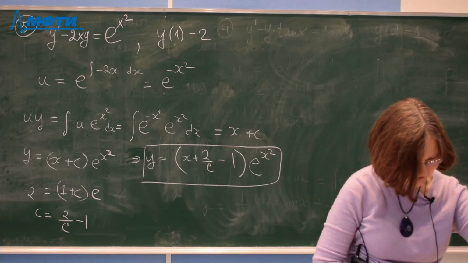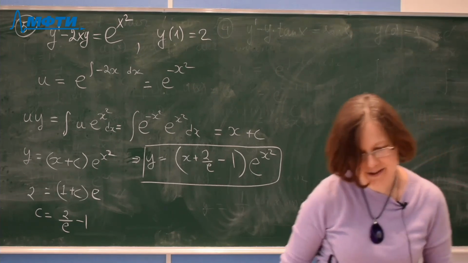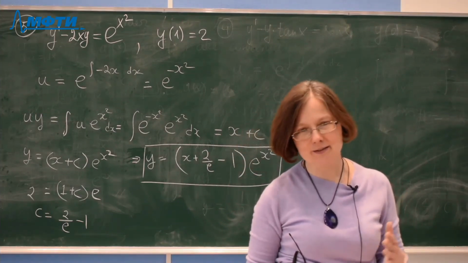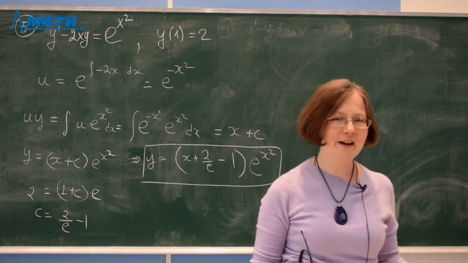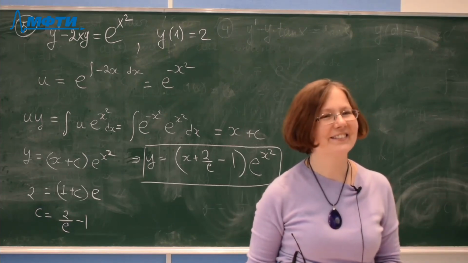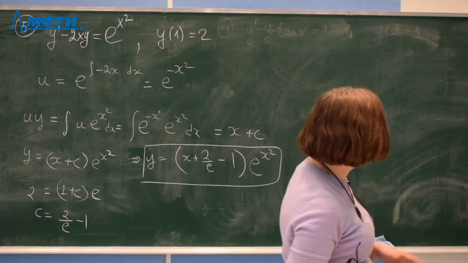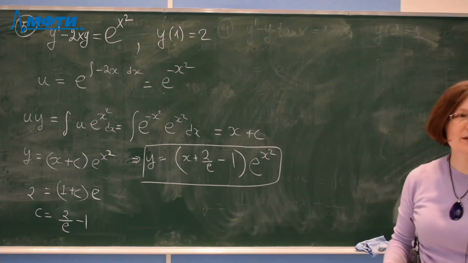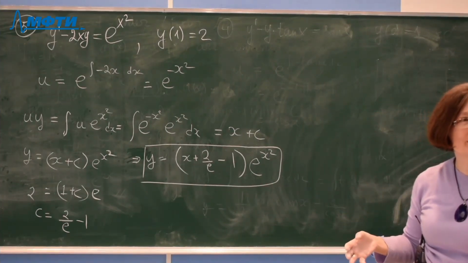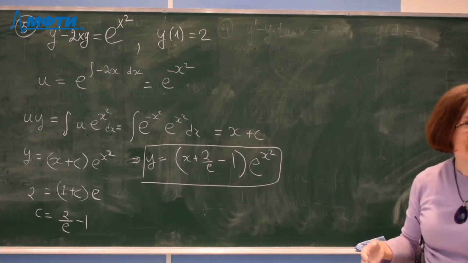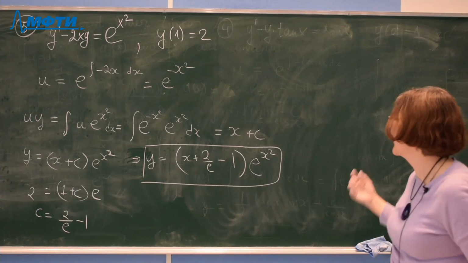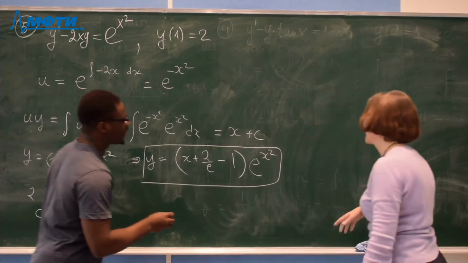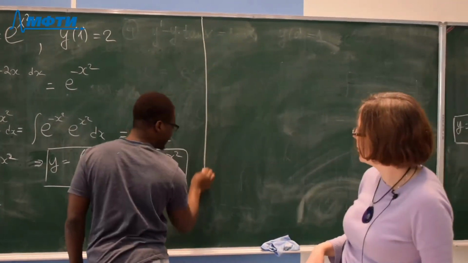So I think we can stop here, right? We have 5 minutes, but maybe it's enough. I think we will not study any other method. Or we may try to solve the same problem using the variation of a constant. Do you want to do this? Welcome. Let's exercise this method, the method of variation of a constant.